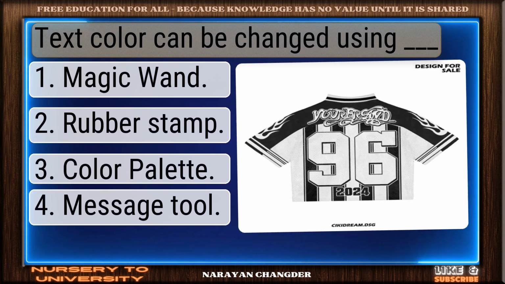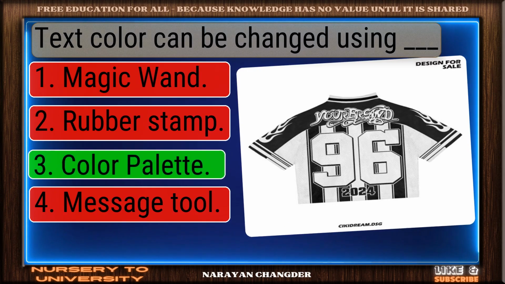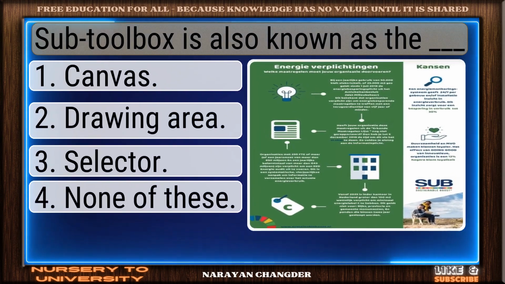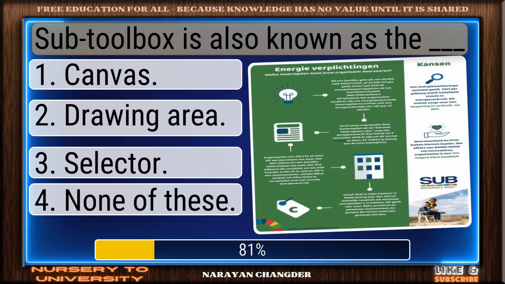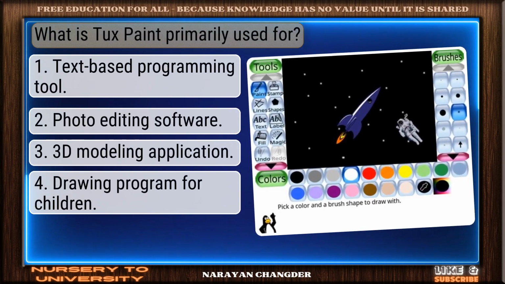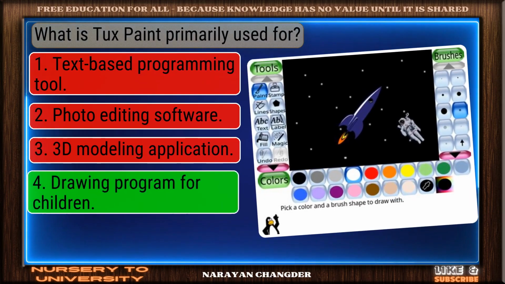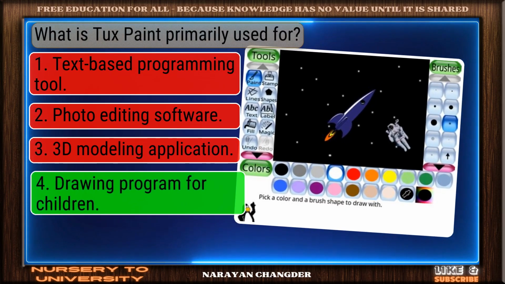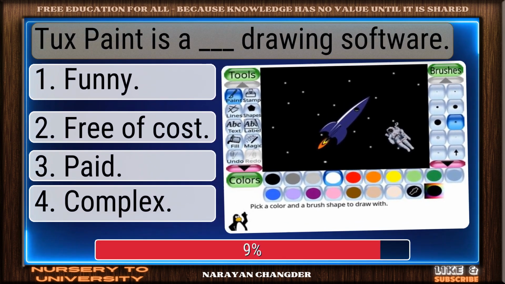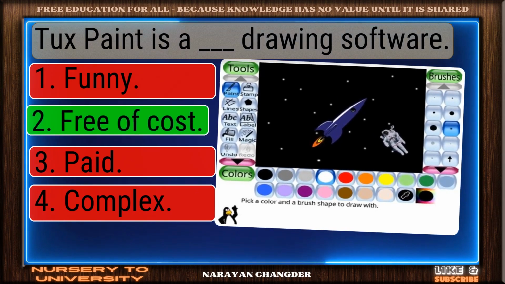Text color can be changed using dash. Nicely done. Color palette is solid. Sub-toolbox is also known as the dash. Nice work. Selector fits perfectly. What is Tux Paint primarily used for? Right again. Drawing program for children is valid. Tux Paint is a dash drawing software. Correct. Free of cost is spot on.